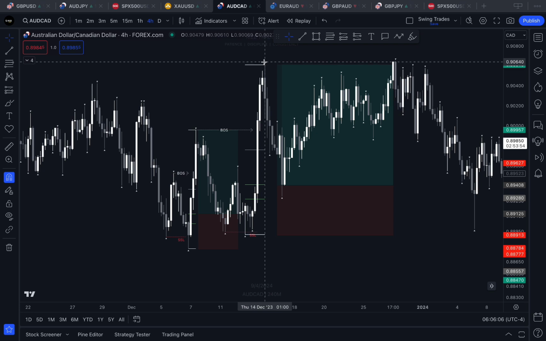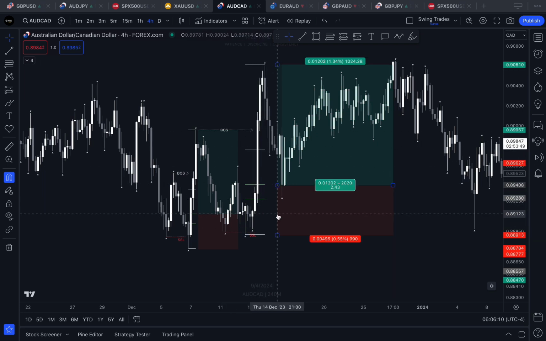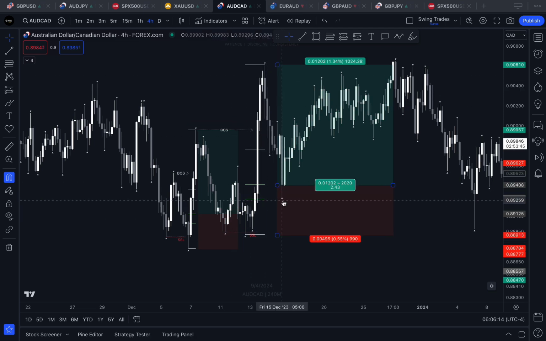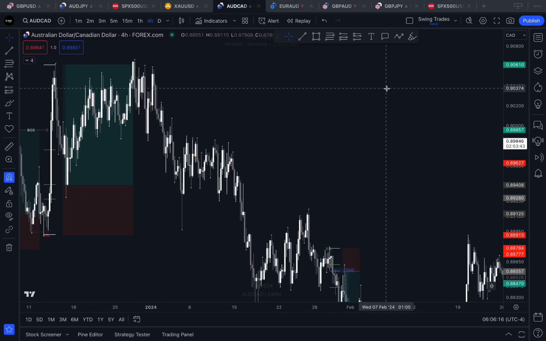Then obviously this new dealing range was created. We obviously had this inefficiency here, so we can get into longs if our entry zone is reached, sweep of liquidity, entry zone reached, another 2.4R.